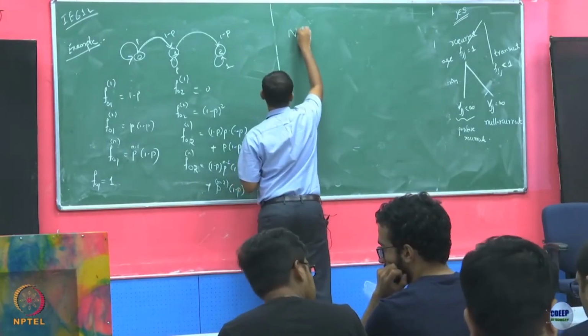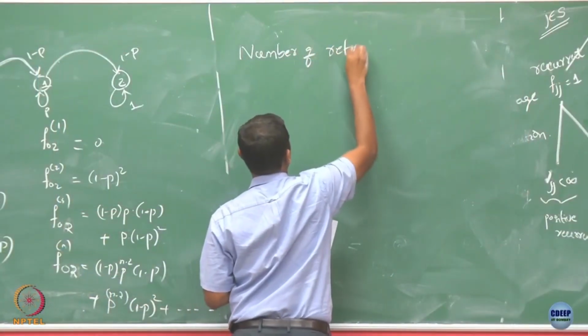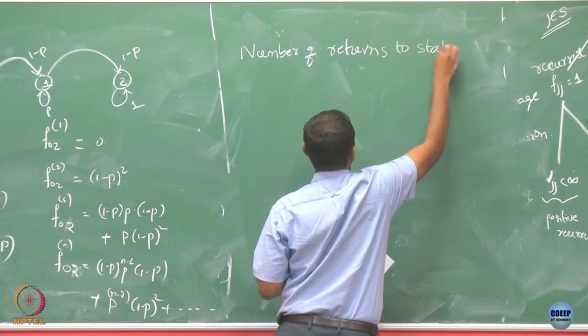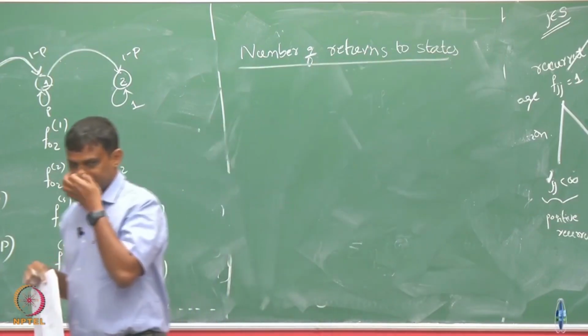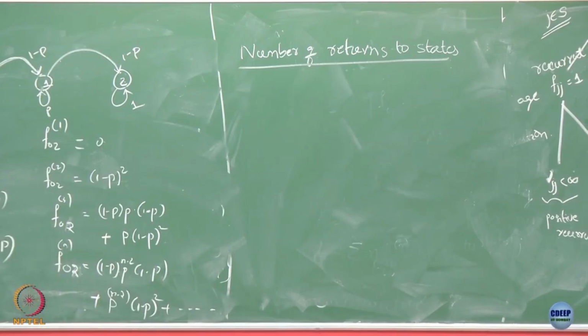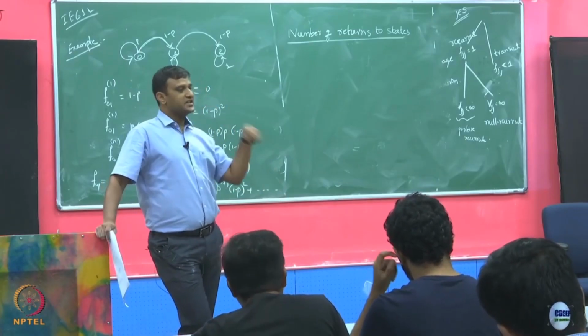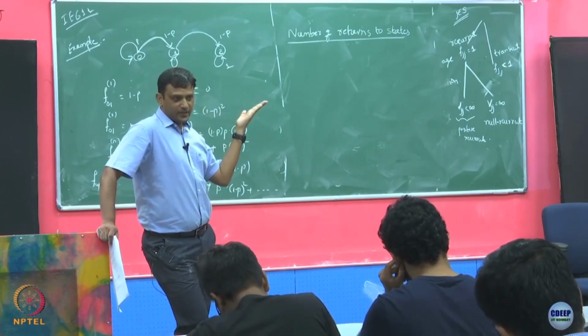Okay, now let us compute this. One thing is the number of rounds required to hit a particular state, and the other thing is, when you run it continuously, how many times you are going to revisit that state. So revisit or return to that particular state.